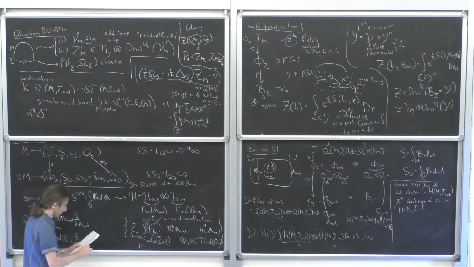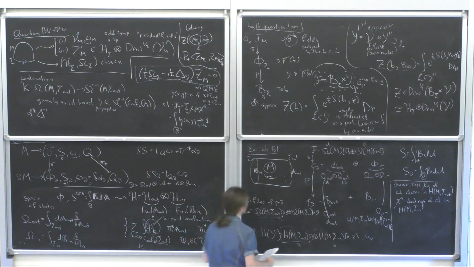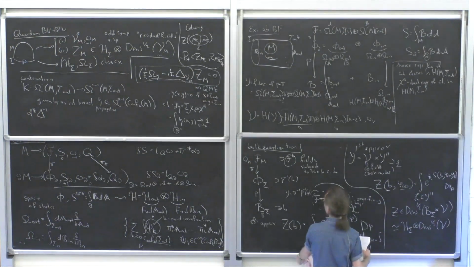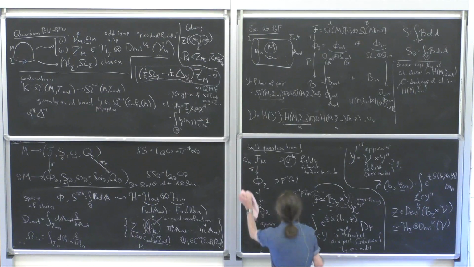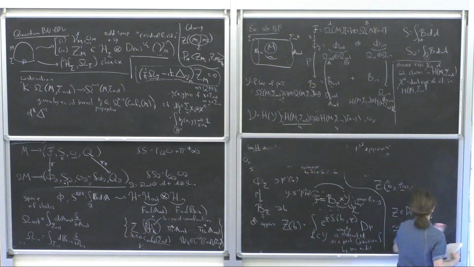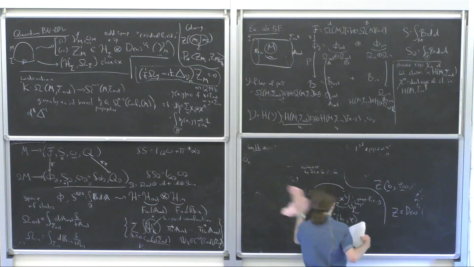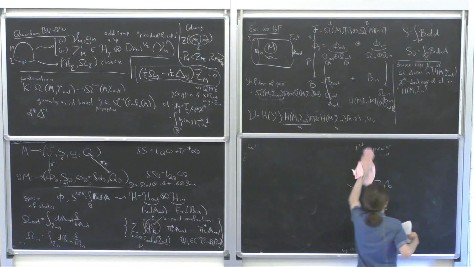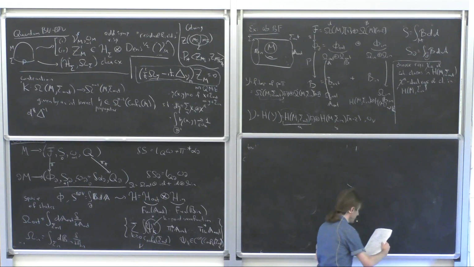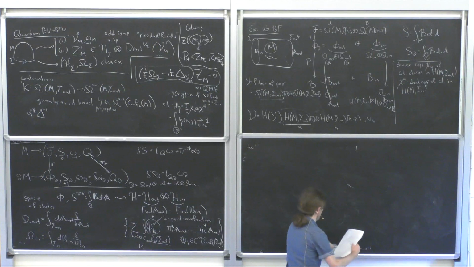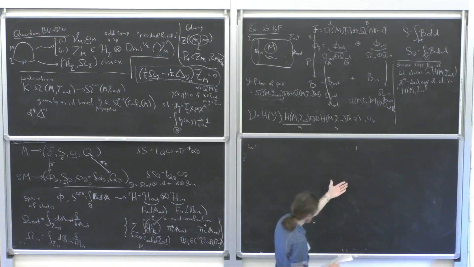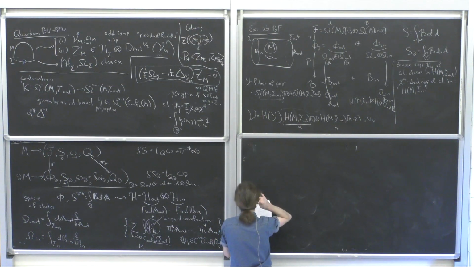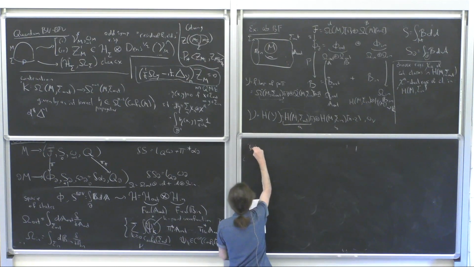Okay, and then let's see, where can I erase? Okay. So for the quantization in the bulk, I follow the strategy that I just erased. But I was having trouble with board space. So okay, bulk quantization.